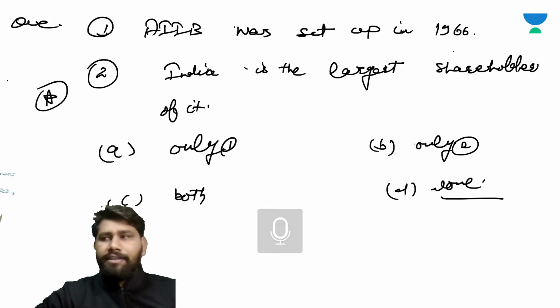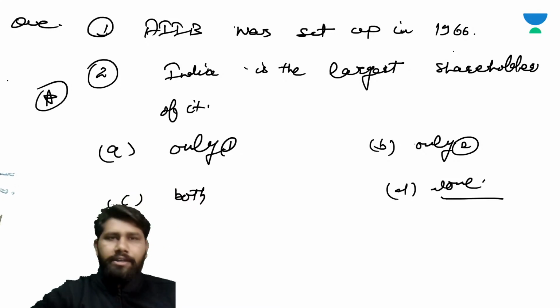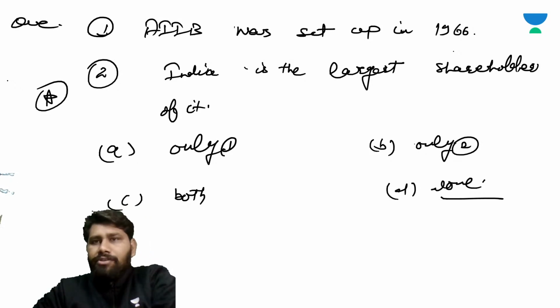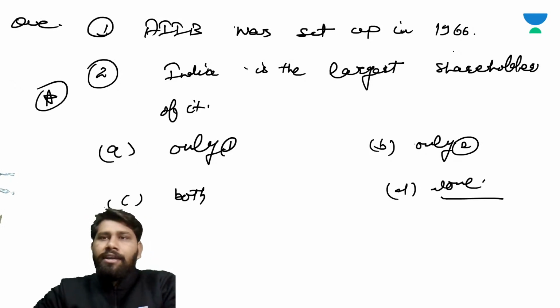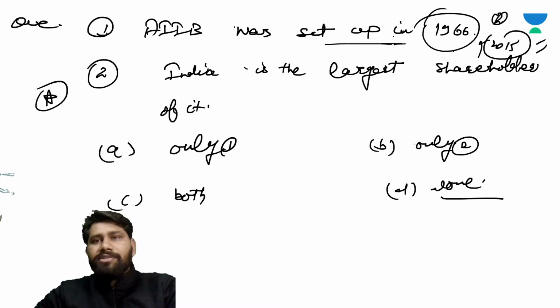Alright guys, let's start the discussion. So AIIB was not set up in 1966 rather, it was basically set up in the year 2015. I repeatedly said to all of the students, international financial institutions establishment year is very important, right? Try to remember that some factual statements can also be given in the actual exam. So it has been set up in the year 2015.